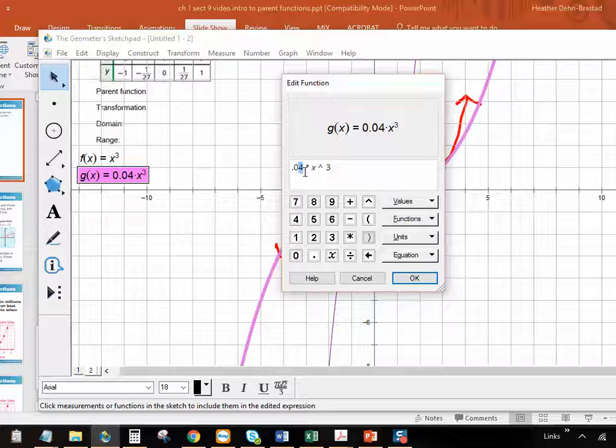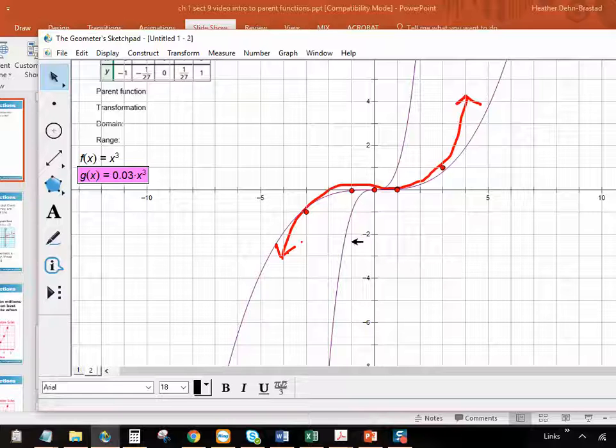And you're not even required to find the equation. I'm just curious and wanted to get it to match as well as I could. The 0.04 was actually closer. So it has been compressed. The transformation has been compressed, or is it stretched horizontally or compressed vertically? I'd say compressed vertically by a factor of 1 over something. Maybe it's 1 over 27.